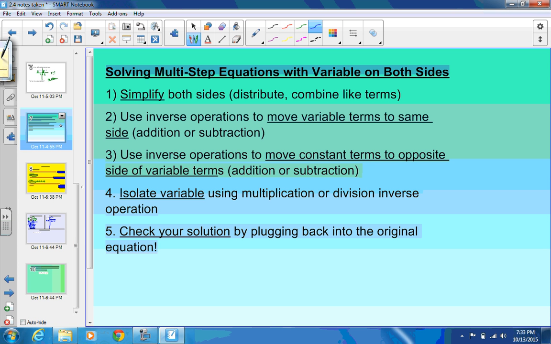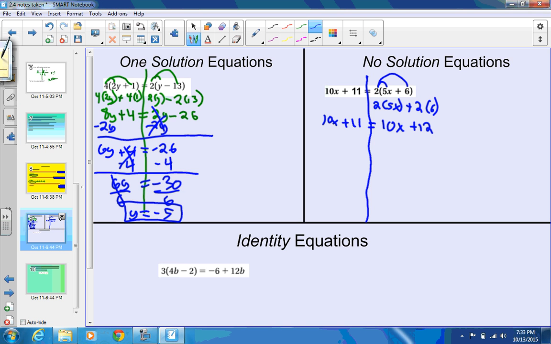So after I do that simplifying, I'm going to use an inverse operation to get rid of the variable term from one side. So the whole term, remember, not just like the 10, I want to get rid of this whole 10x so there's no variables on this side. So I'm going to subtract the 10x from this side so that it's gone there. Now I'm going to subtract 10x from this side, and 10x minus 10x, that's gone too. So we're just left with 11 equals 12. Now, last time I checked, 11 does not equal 12. So that means that's not true.